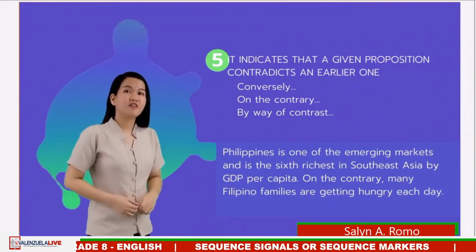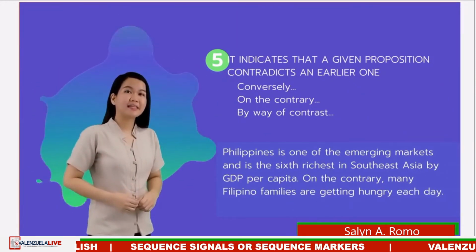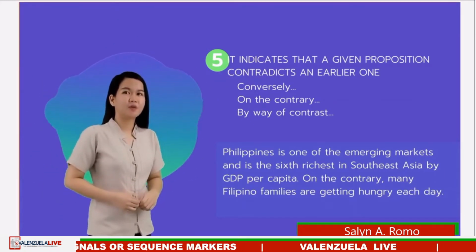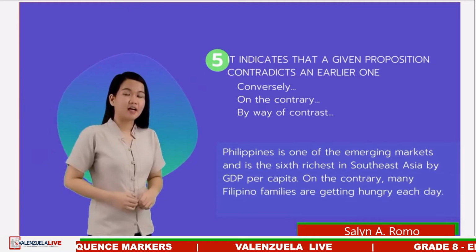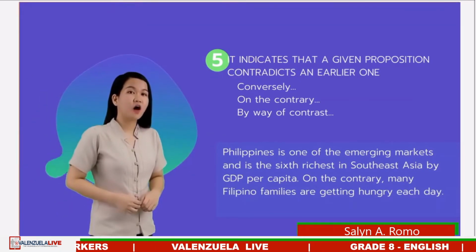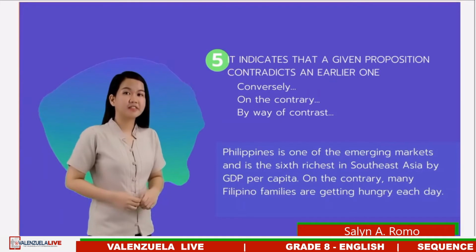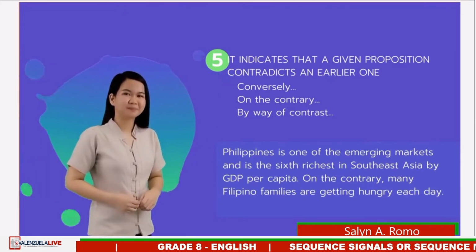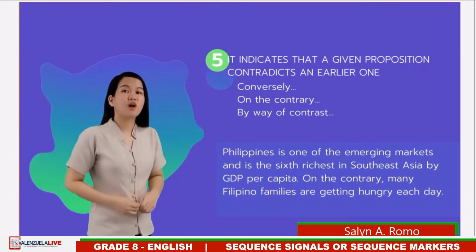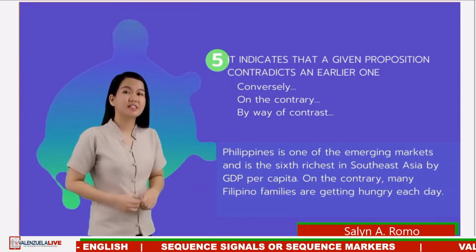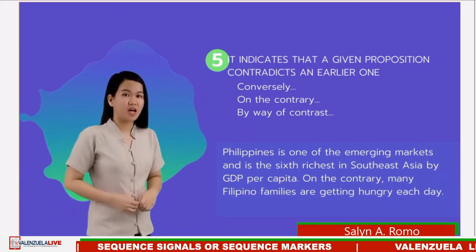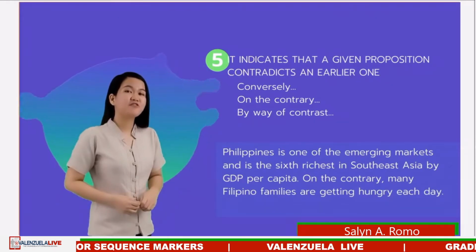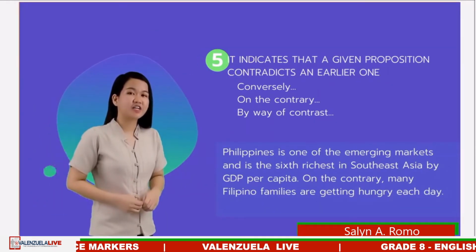Furthermore, let me give you the fifth type wherein it indicates that the given proposition contradicts an earlier one. Words or phrases like conversely, on the contrary, by way of contrast, are used in this type. Let us examine this sentence. Philippines is one of the emerging markets and is the sixth richest in Southeast Asia by GDP per capita. On the contrary, many Filipino families are getting hungry each day.